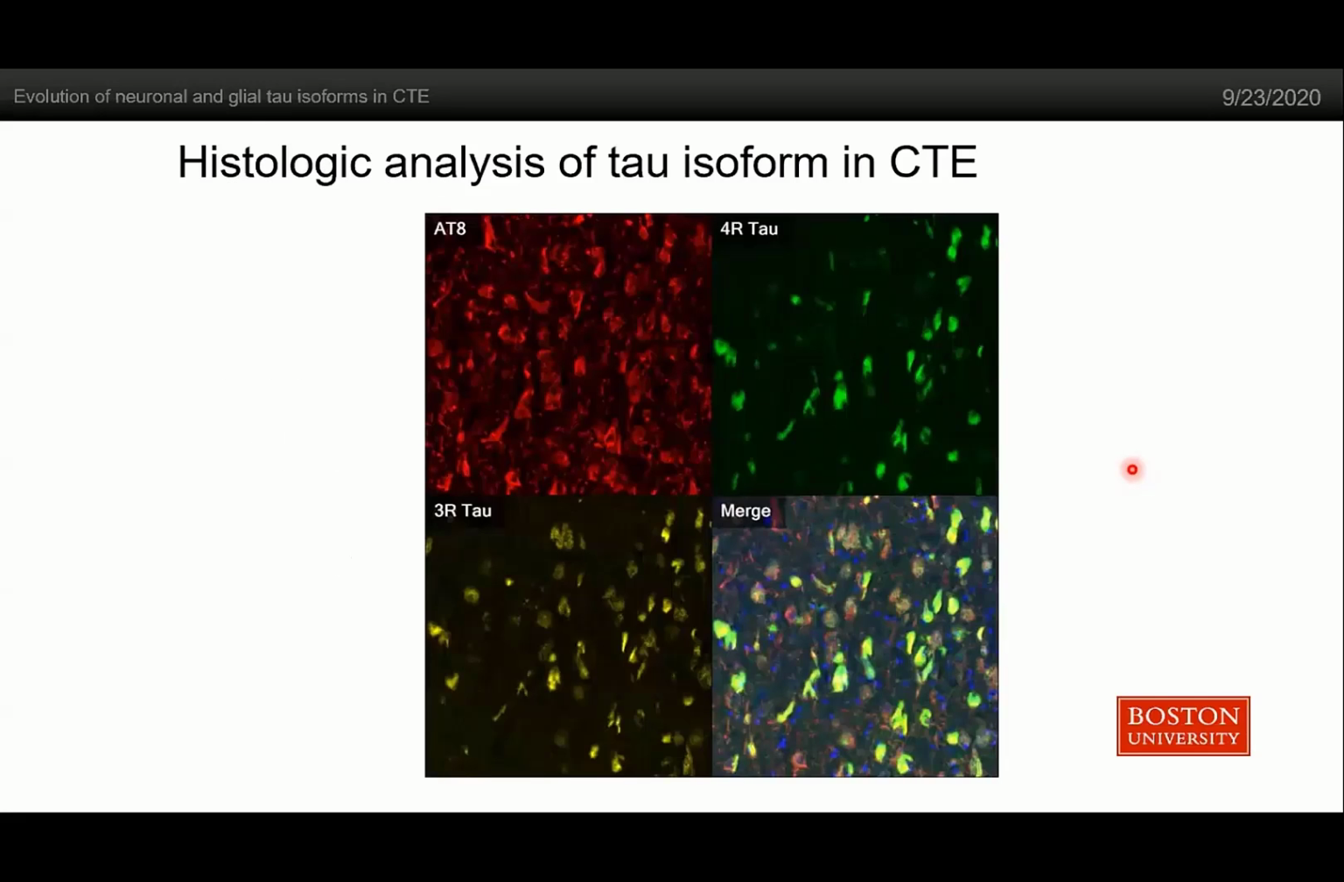We did multiple different stains in the same tissue, looking at AT8, 4R tau, and 3R tau. And off the bat, what we see is that CTE is a 3R and 4R tauopathy. You have equal levels, at least in this image here, of both 4R and 3R. And we wanted to actually quantitate this because that's where the strength of these stains really comes in. We can actually get quantitative data through physically counting the amount of 3R positive and 4R positive cells.